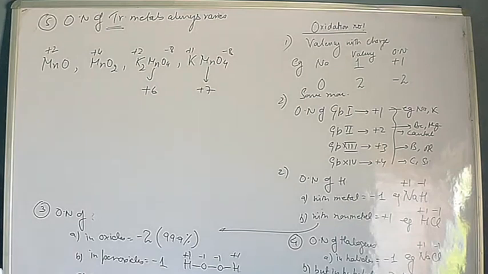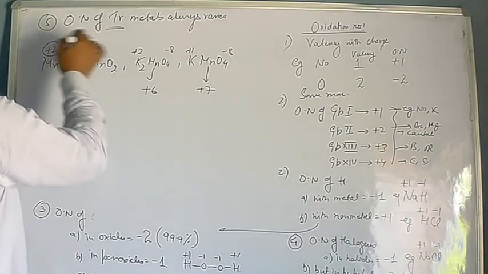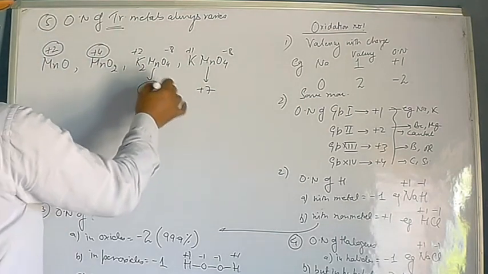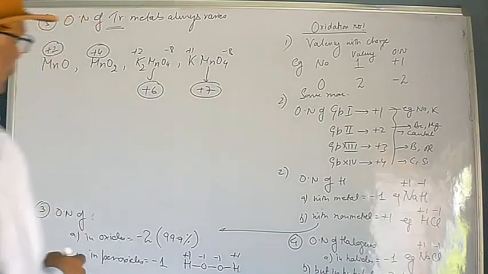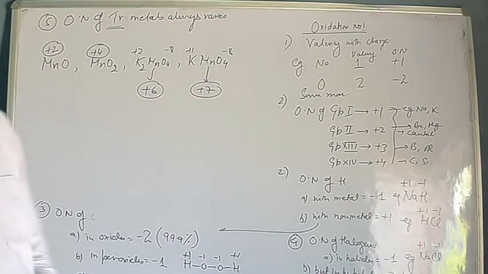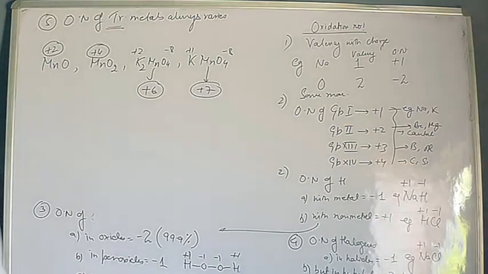So, class, what we find? We find that Mn has plus 2 here, plus 4 here, plus 6 here, and plus 7 here. So they have variable oxidation state. Therefore, we always call them transition metals because they always show transition and therefore they have variable oxidation state.